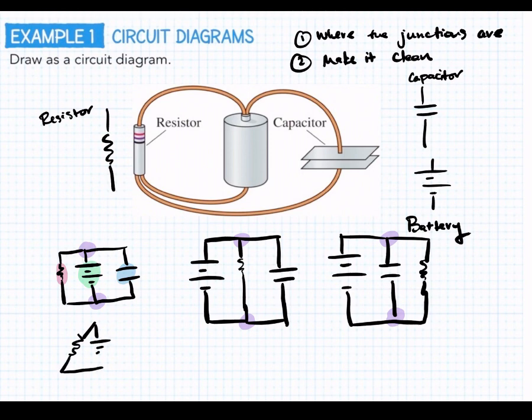You have your battery in the middle and your capacitor over here. This is the same circuit, and if you were building these circuits, they would all function the same way because you can see the junctions have been preserved and you have all the circuit elements. The only thing to really keep in mind is make sure that your battery is always facing the same way relative to the other circuit elements.